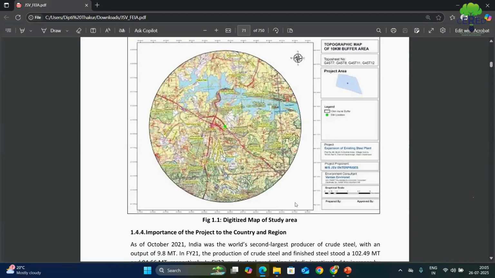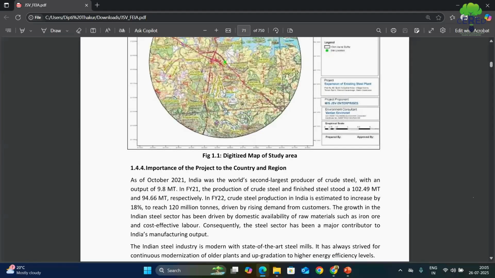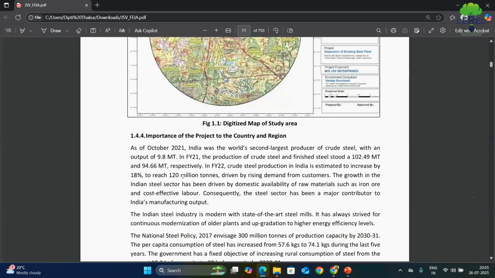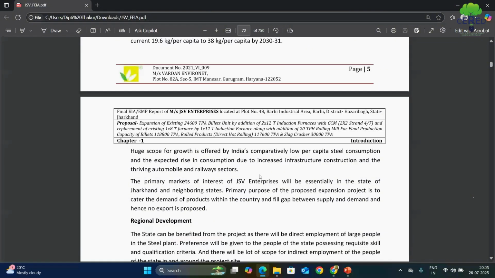Now there are different maps which are used for better understanding of the EIA report, such as the study area map. Next is the importance of the project to country and region. Basically, it is a history about the project which is installed.